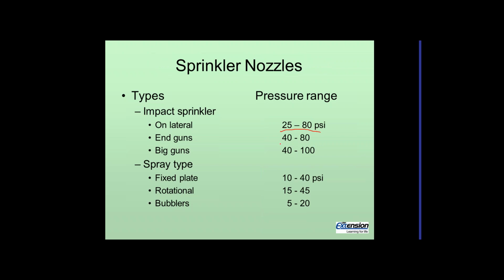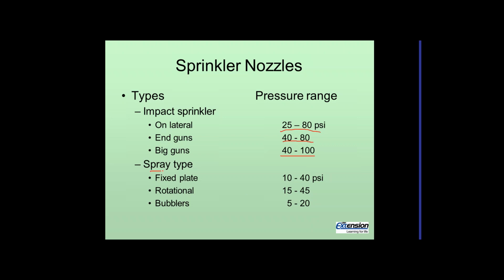End guns and big guns. A big gun would be like what we'd use on a traveling gun system. They'll all require more pressure, and the higher the pressure, the farther we can throw the water. Also, the higher the capacity being pumped through there, the higher the pressure required to throw the water and get it spread out.